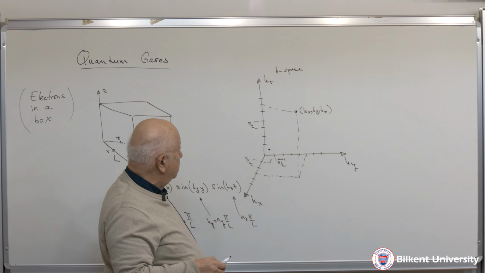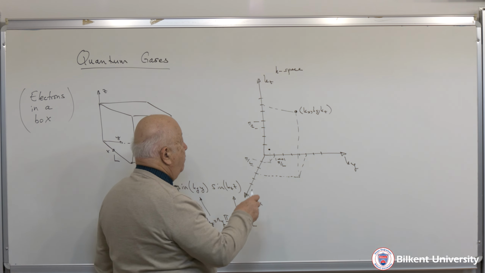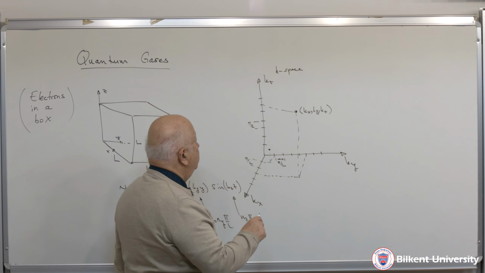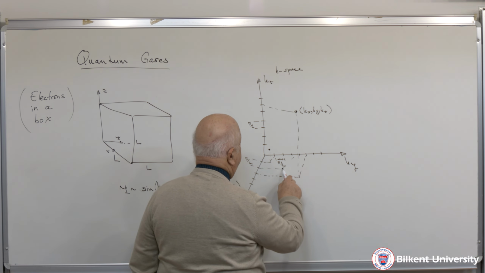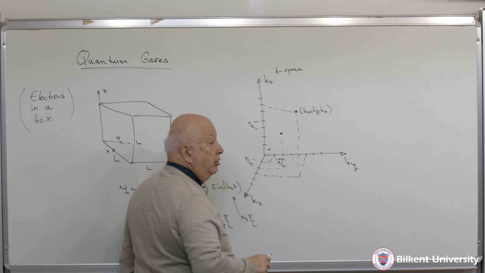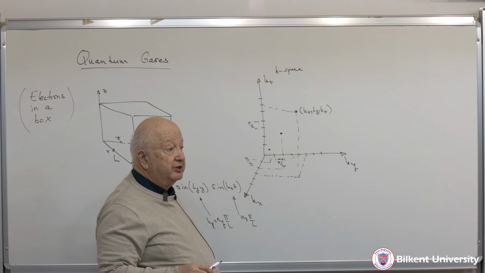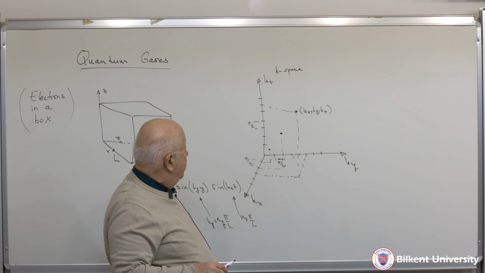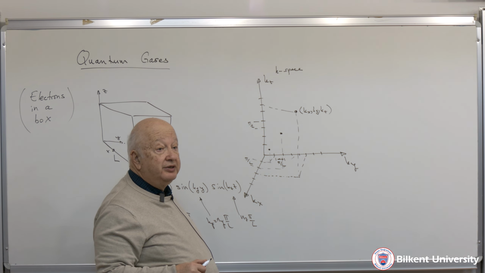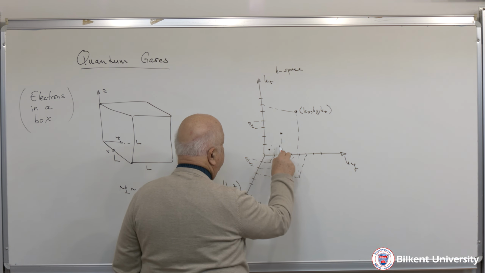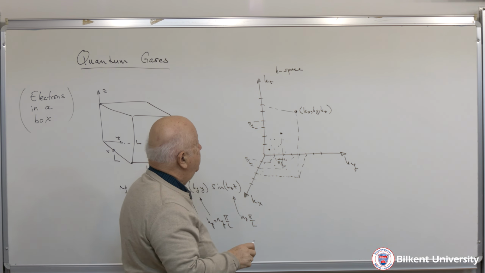So 2 spin states per each dot that I put inside this space. Wherever I look, I'm going to get a possible state, and I can put up to 2 particles. So how do these things fill up? Well, I start with the lowest energies, and I fill all of these states as I put more and more particles into it. But how do I keep track of the energies?